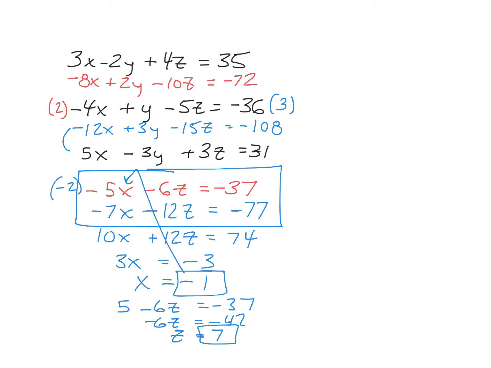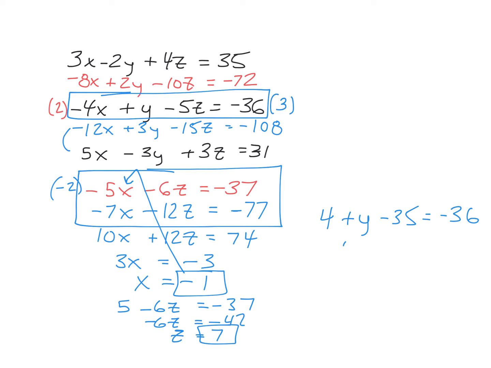Then, plugging into one of the original equations, I'm going to plug it in right here. Since y is by itself already, -4 times -1 will be +4, plus the y, minus 35 is a -36. Combine like terms, and we get y to be -5. So listing these in alphabetical order, this would be our ordered triple.